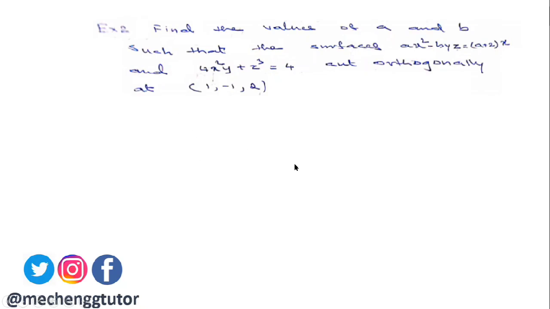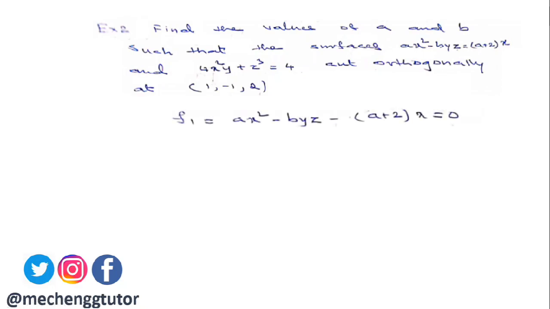So here the given condition is these two surfaces are orthogonal surfaces, means the normals to these surfaces at this point are perpendicular to each other. And friends, do you all remember what is the condition for two vectors to be perpendicular? Their dot product is equal to 0. So we have to use that condition and find unknowns a and b which are there in these equations.